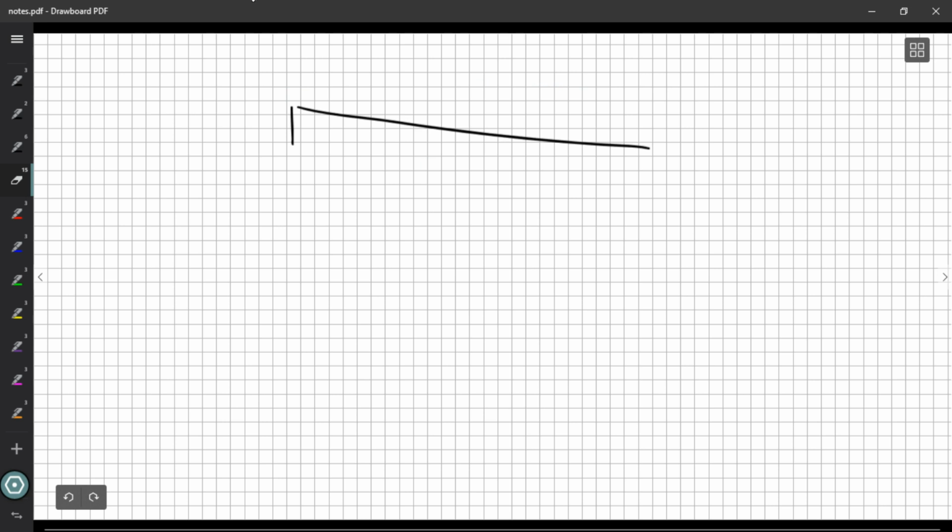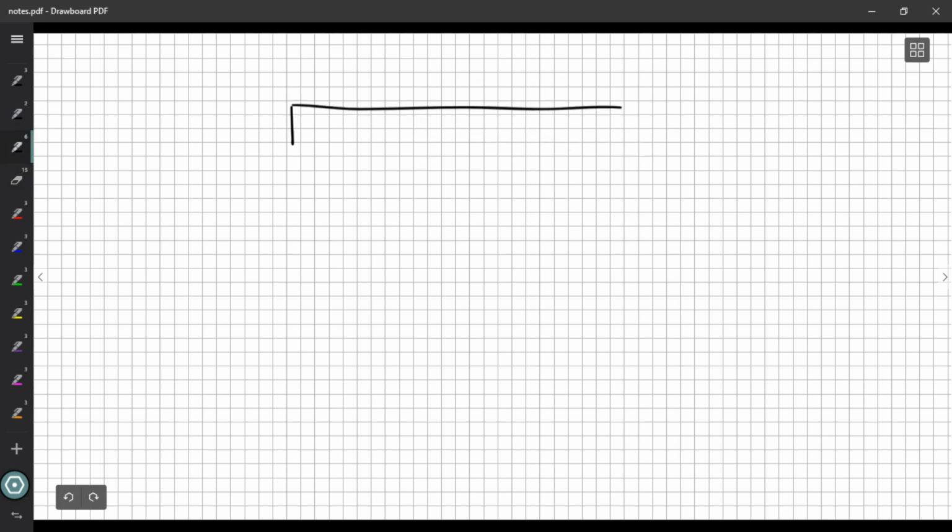I can't seem to draw a straight line. Not a straight horizontal line. There we go, a little bit better. Okay, so we've got the 3x squared on the top. We'll put in some placeholder values. And then we've got x squared plus 2x plus 1. That's what we're dividing by.